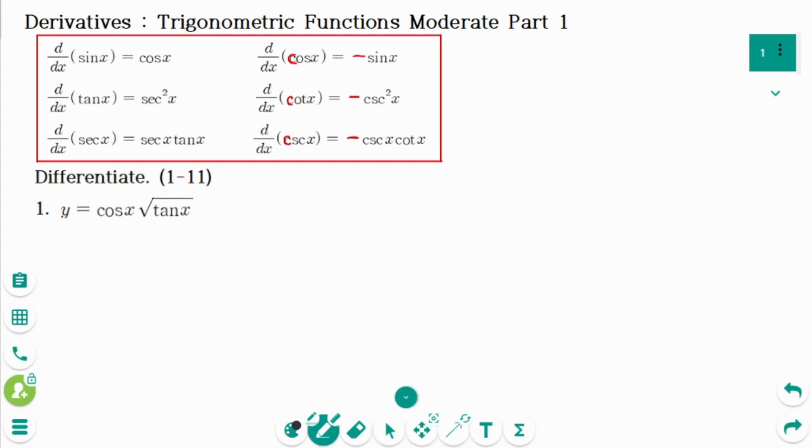Here are the basic differentiation formulas for 6 trigonometric functions. Please remember that only functions starting with a c have a negative sign.